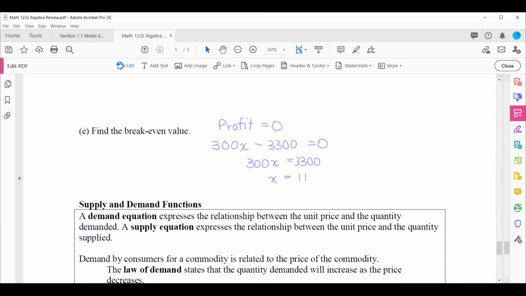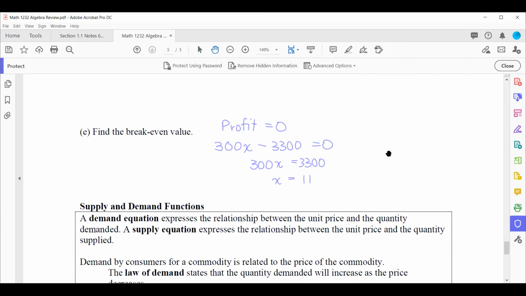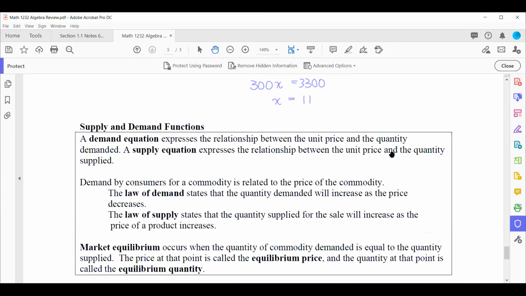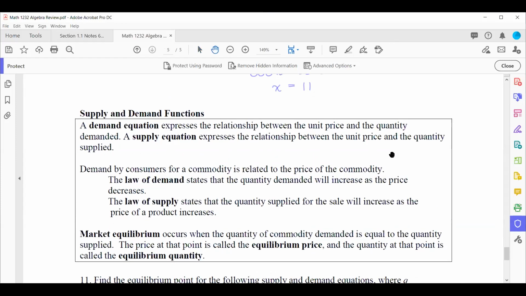The last topic for this stuff is supply and demand and market equilibrium. So supply and demand, consumers, you know, there's something for sale. The consumers demand it and the company supplies it, or producer supplies it. And they're related. The two things are related. And they're related by the unit price and then either the quantity demanded or quantity supplied.